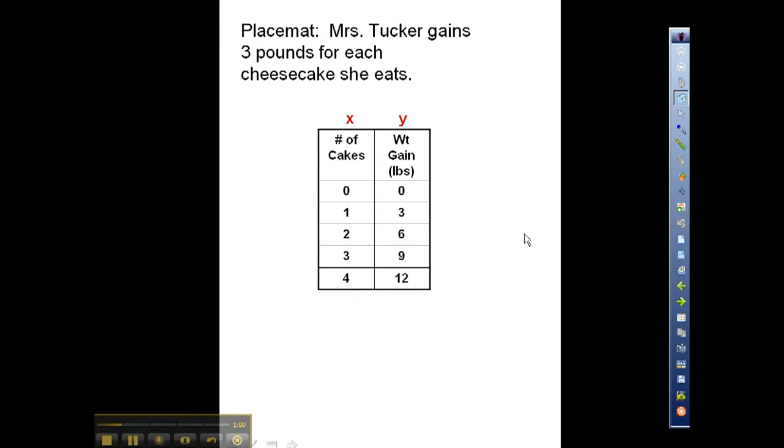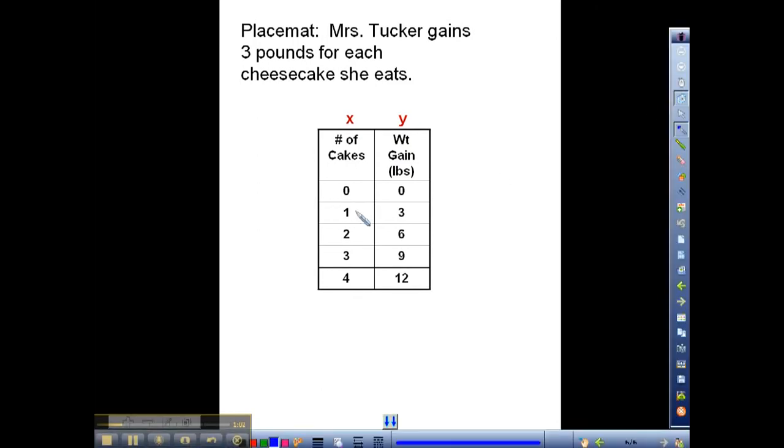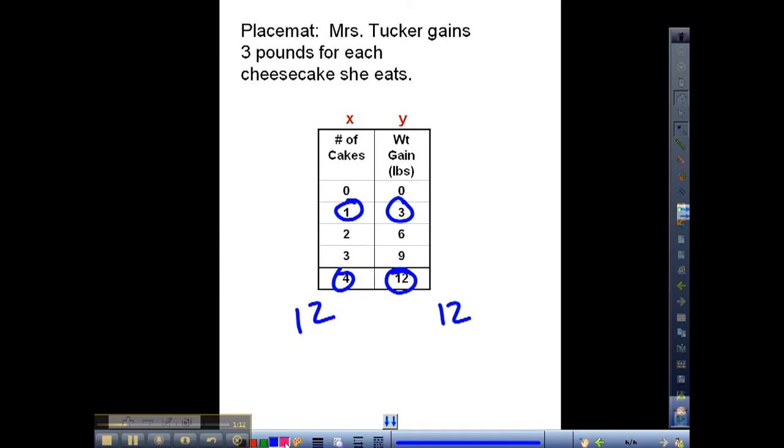And from the table, are the cross products equal? And do you notice how I'm not using 0? What's 1 times 12? 12. What's 3 times 4? 12. Okay, let's try this set. What's 2 times 9? 18. What's 6 times 3? 18. Yeah, cross products are equal.